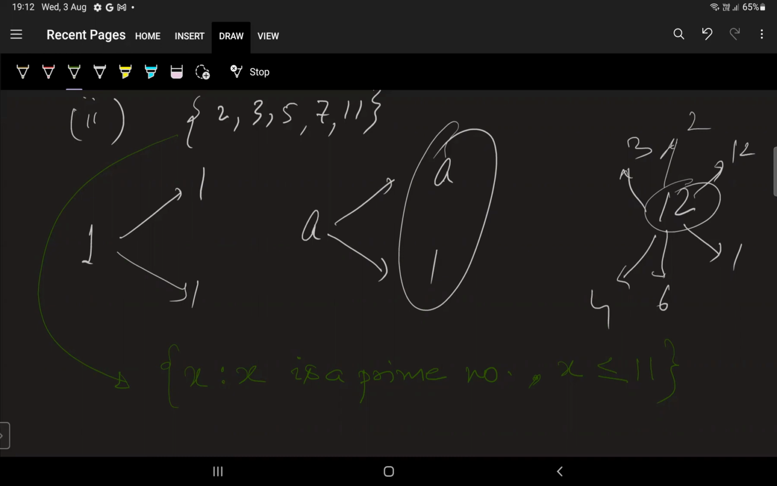X is that and x is lesser than or equal to 11. Got it? Shall we do one? Let's practice. Yes or no? What is this?